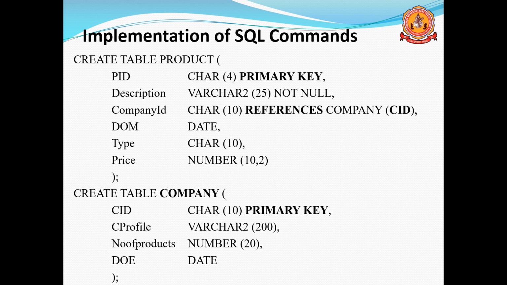Remember, PID is the primary key in the product table. CID is the primary key in the company table. But we can see one more new key, that is foreign key, company ID, that references the primary key of the company table.